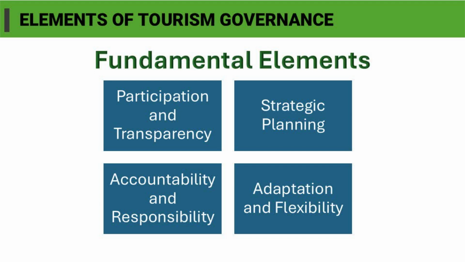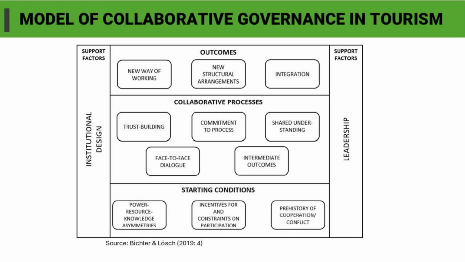Collaborative governance seeks to unite public and private stakeholders in a consensus-driven decision-making process, grounded in specific starting conditions such as power asymmetries, participation incentives, and past interactions. Key elements of this model include trust building, shared understanding of goals, commitment processes, intermediate outcomes, and face-to-face dialogue.